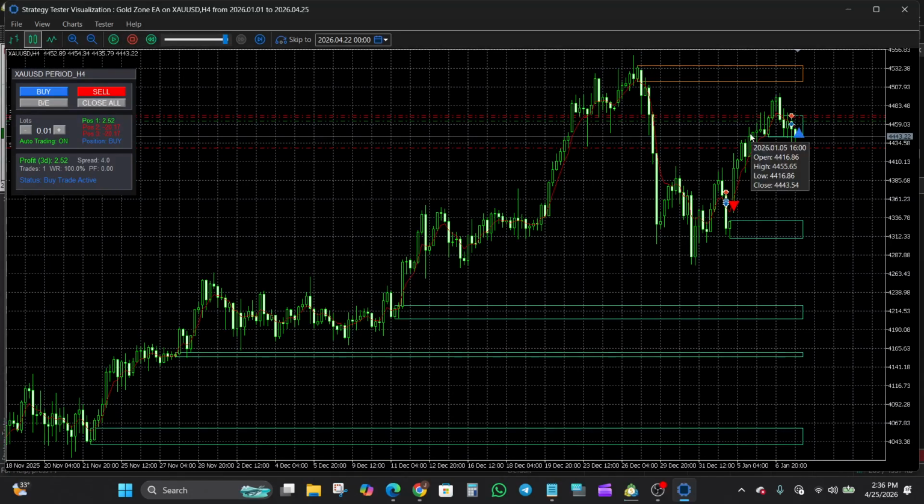Now, if we take a close look at this setup, you can see that price is approaching a previously defined zone, right? And right here, we get a strong bearish momentum candle, right? So that is probably the trigger for a sell trade. All right. Now, let's just continue this.